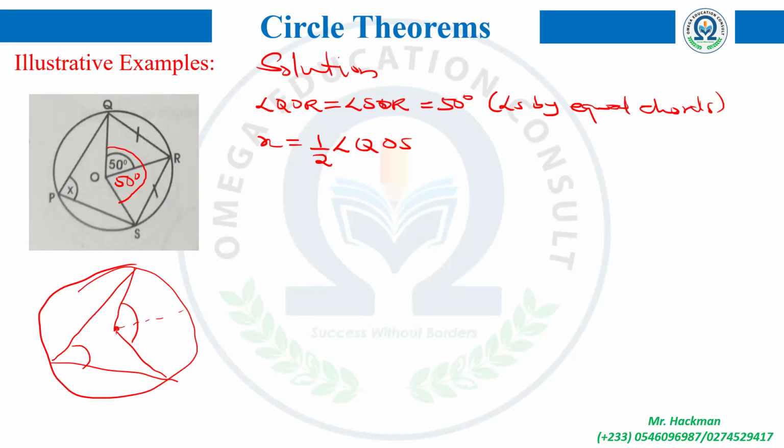But I know that angle QOS is made up of two angles: this angle and this angle. So I'm going to write this to be equal to... So it means my x will be equal to half of 50 degrees plus 50 degrees, which will give you half of what? 100 degrees. So I'll draw my conclusion at that point because I will get my answer. So therefore, x will be equal to what? 50 degrees. All correct?